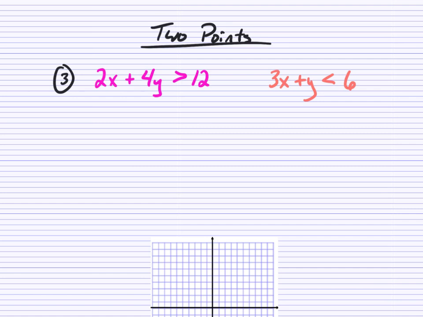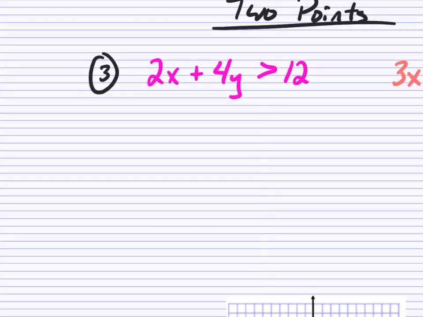So we need to find 2 points for the first one, the purple. The first point I always choose is the x-intercept. The second one I always pick is the y-intercept because those are very easy points to pick. Now when you choose the x-intercept, you know the other number has to be 0. And when you pick the y-intercept, you know the other number has to be 0.